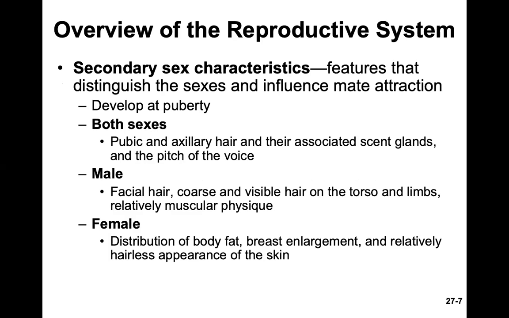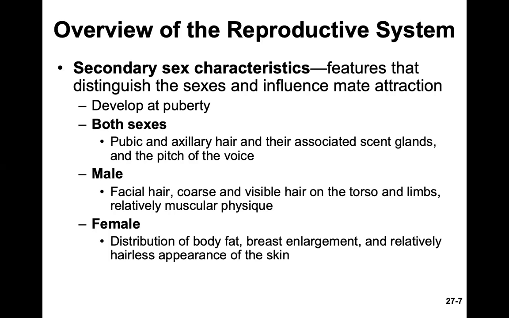Secondary sex characteristics. These are the features that we can actually see that help us distinguish those genetically male from those genetically female. These are the characteristics that develop during puberty. Once an individual goes through puberty, whether they are male or female, they will develop pubic hair and axillary hair, which we already know, the axilla is the underarm.